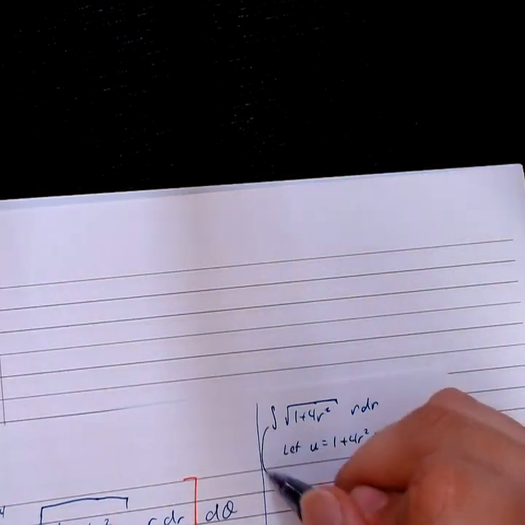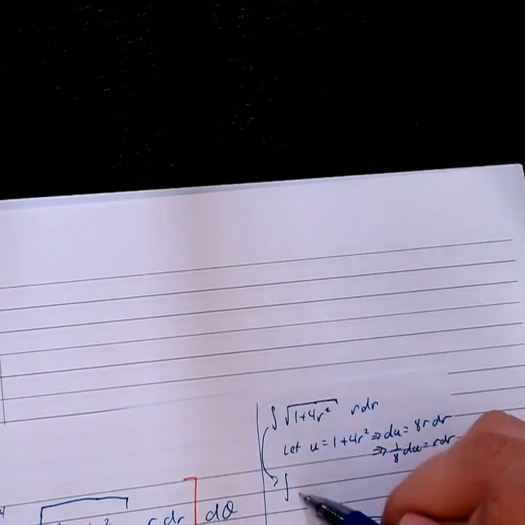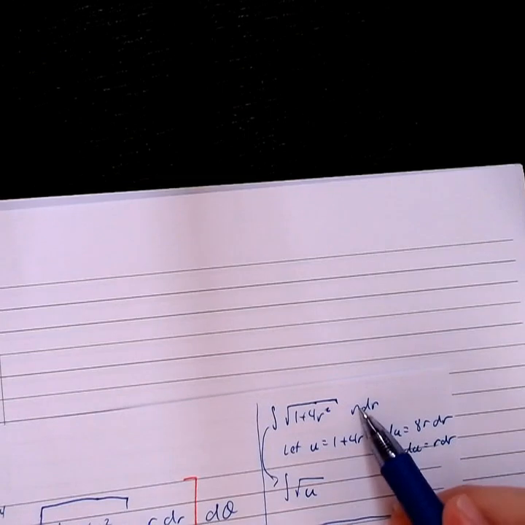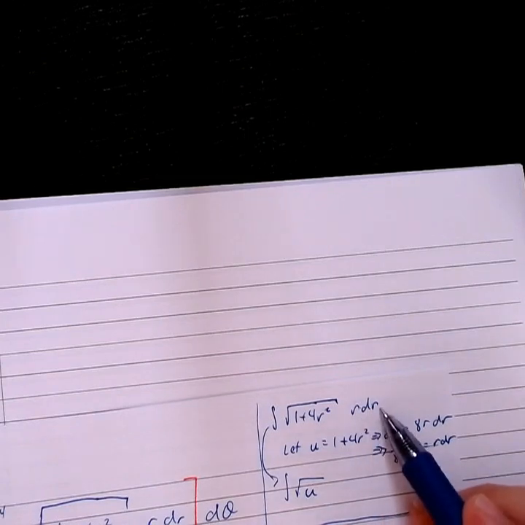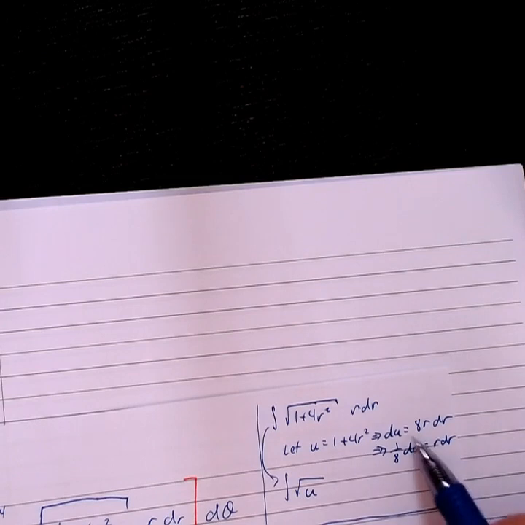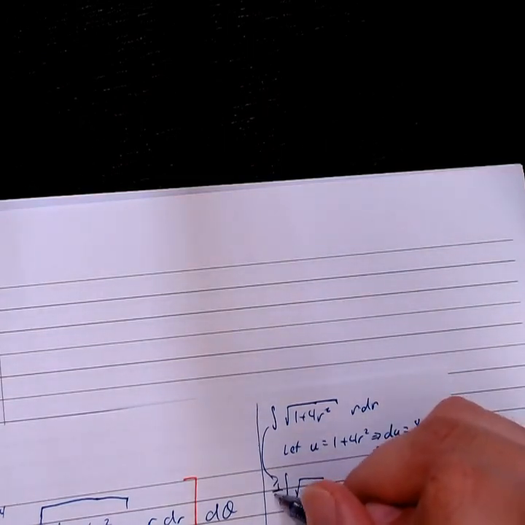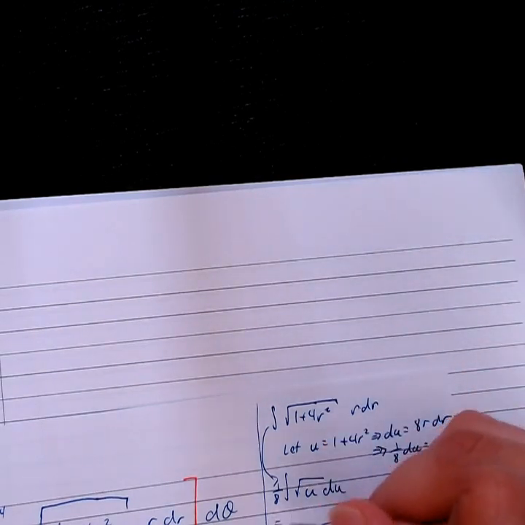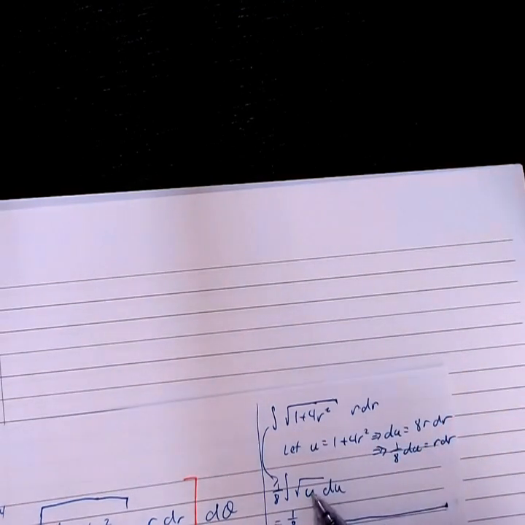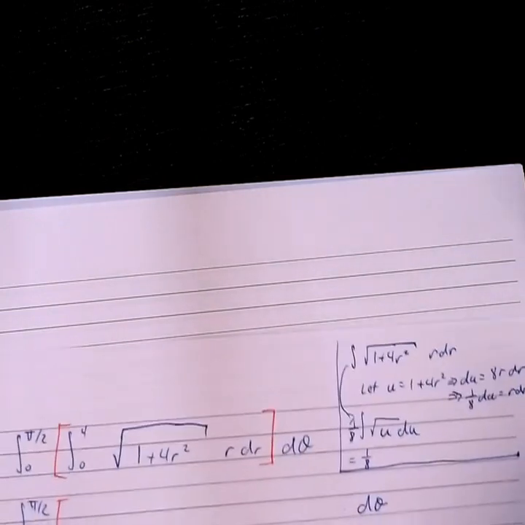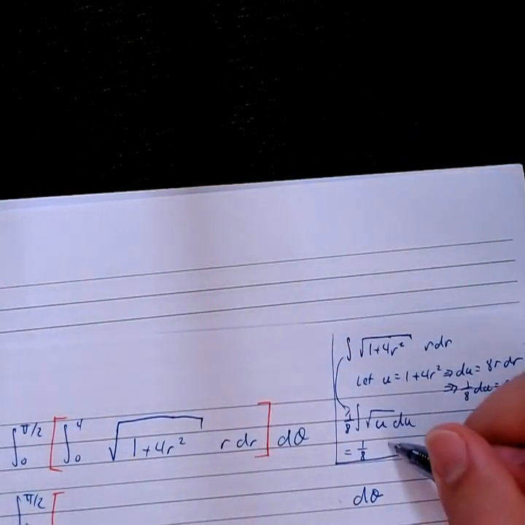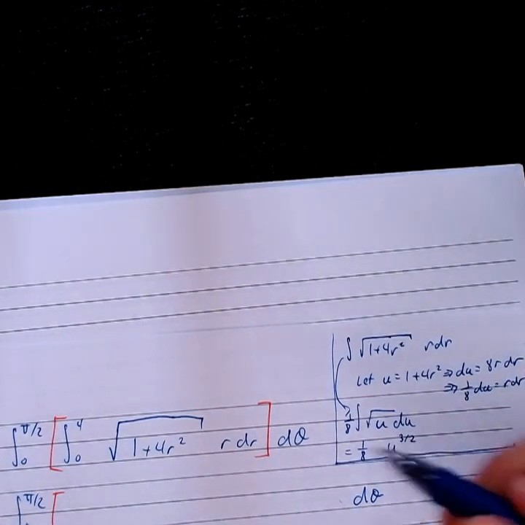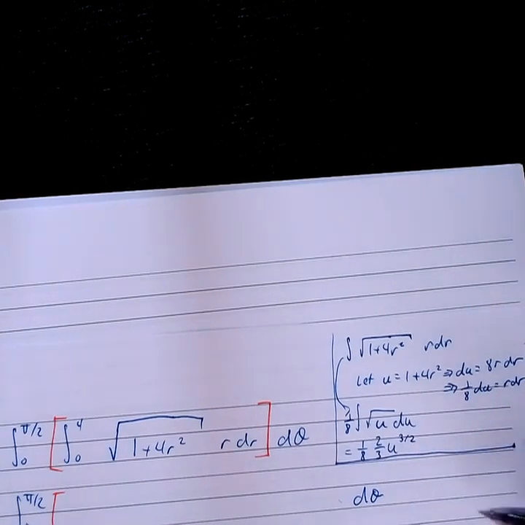So then this will become the integral of the square root of, all of this stuff is u, and this extra r dr is exactly what you need to form your differential. So here that's going to be 1/8 du. And now if we integrate that, that's going to be 1/8. Here that's u to the 1/2. You can add 1 to that power to make it 3/2, u to the 3/2. But then we have to divide by 3/2, which is the same as multiplying by 2/3.